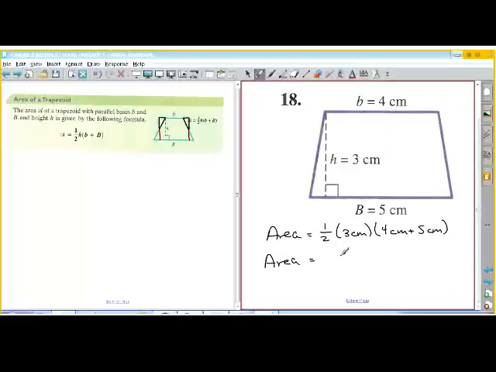So the total area of the trapezoid is going to be 1/2 times 3 times 9. 3 times 9 is 27. So we get 27 in the numerator, 2 in the denominator, and the units are, again, because it's area, they have to be the squared of the original units.